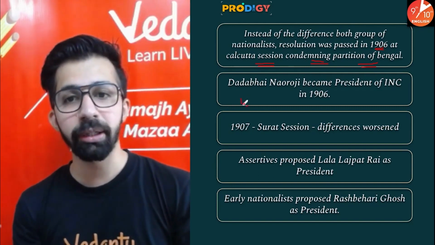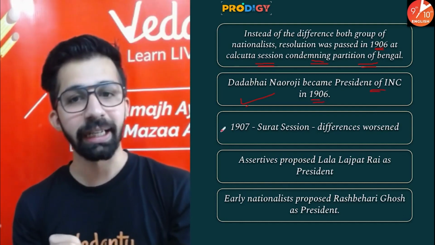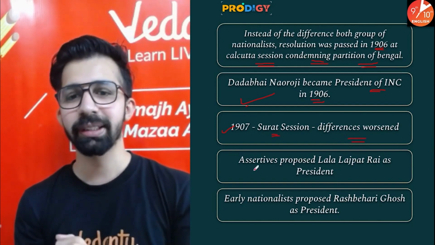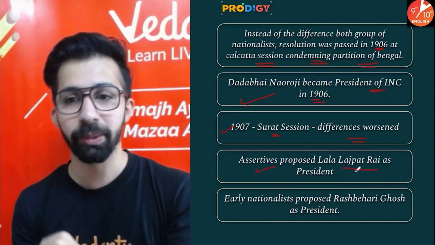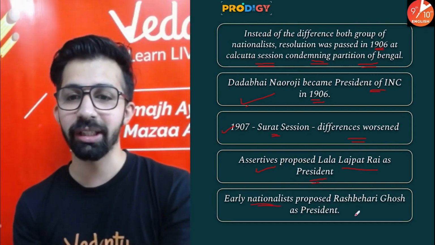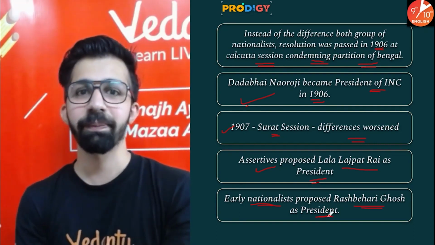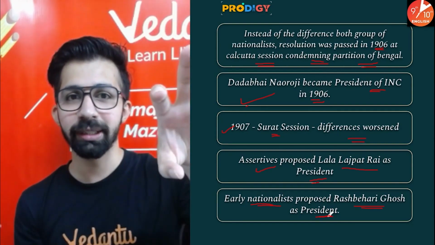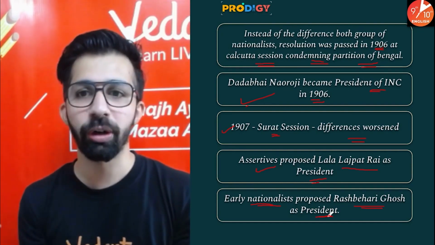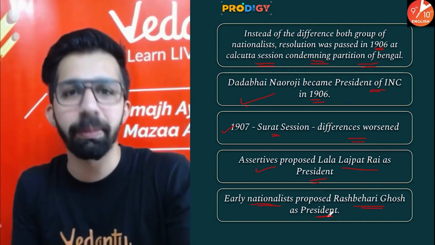Guys, Dadabhai Naoroji became the president of Indian National Congress in 1906. But in 1907, in the Surat session, there were differences in opinion. What kind of differences? Assertives proposed Lala Lajpat Rai to be the president of Indian National Congress. On the other hand, early nationalists wanted Rash Bihari Ghosh as the president. You understand? In 1906, these two ideological groups had the same view to condemn the partition of Bengal.